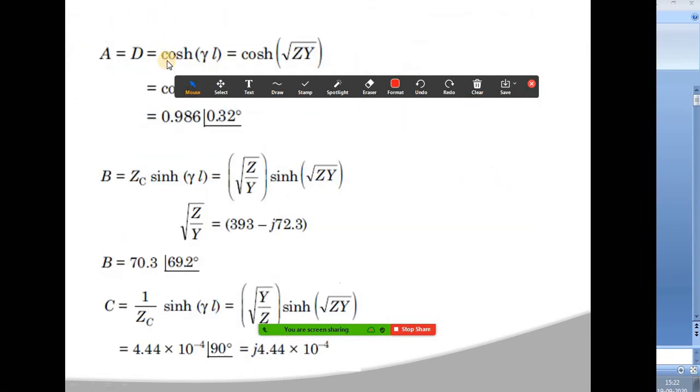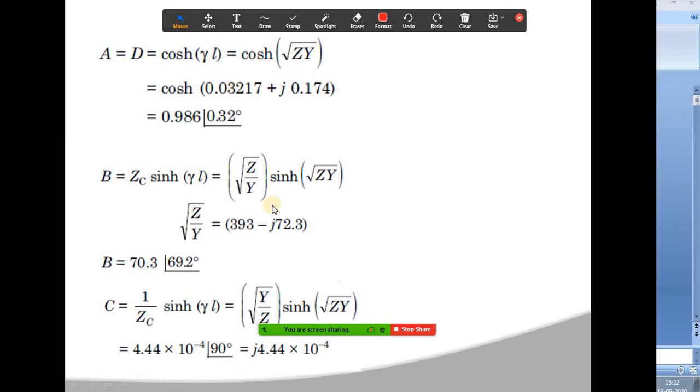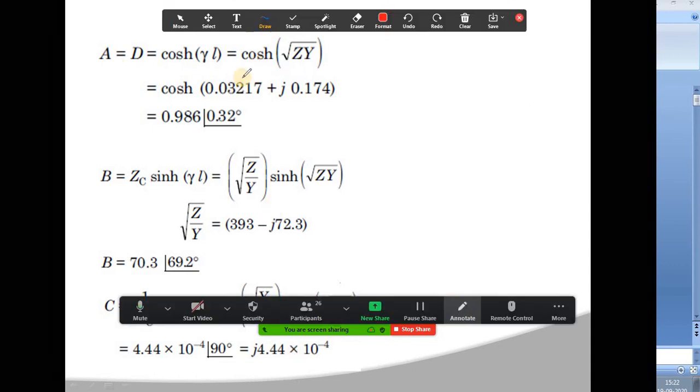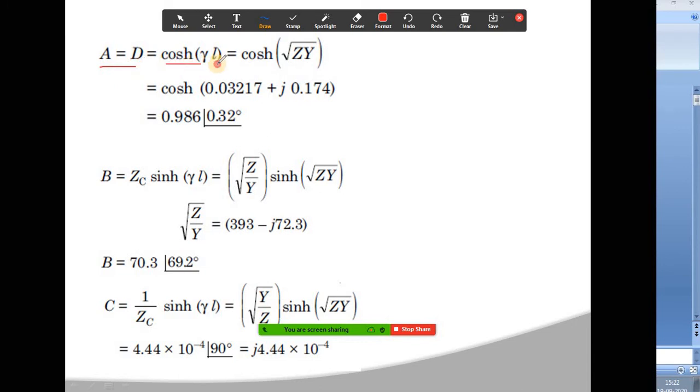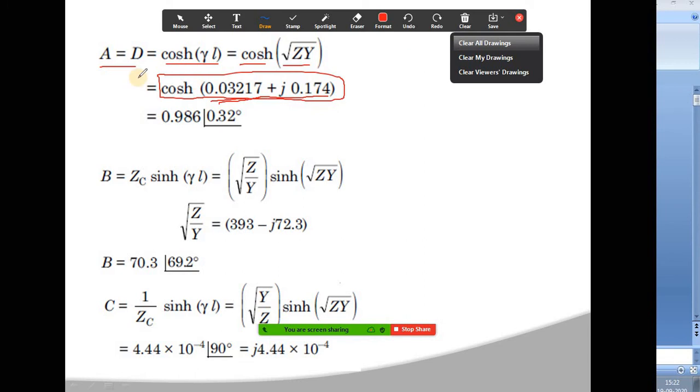Previously we have already done this for the previous problem also, so you repeat the same procedure here. A is equal to D, which is equal to cosh gamma L. So cosh of the square root of YZ, where YZ here is 0.0327 plus j 0.174. Now if you type this in your calculator, you will get a math error. So you have to calculate by using an alternative method, and that value finally you get here is 0.986 at an angle of 0.32 degrees.